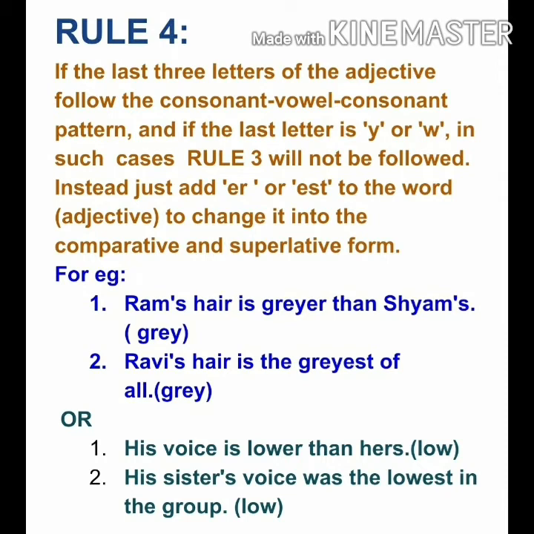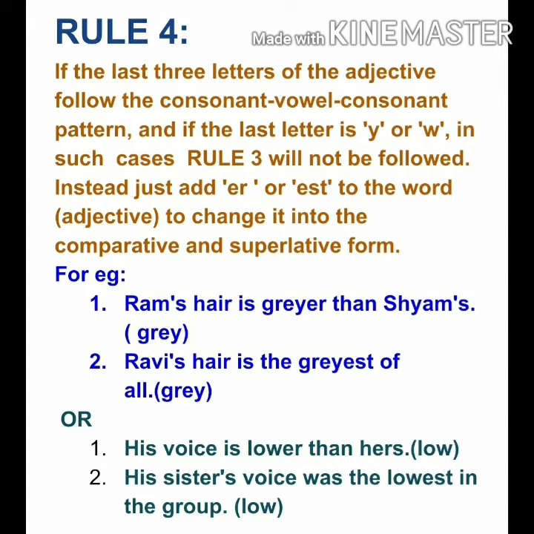Rule 4. If the last three letters of the adjective follow the consonant vowel consonant pattern, and if the last letter is y or w, in such cases, Rule 3 will not be followed. Instead, just add er or est to the word to change it to the comparative and superlative form. Let's understand this better with the help of examples.